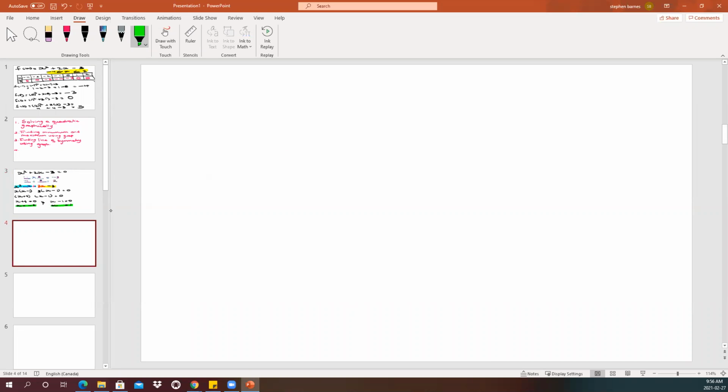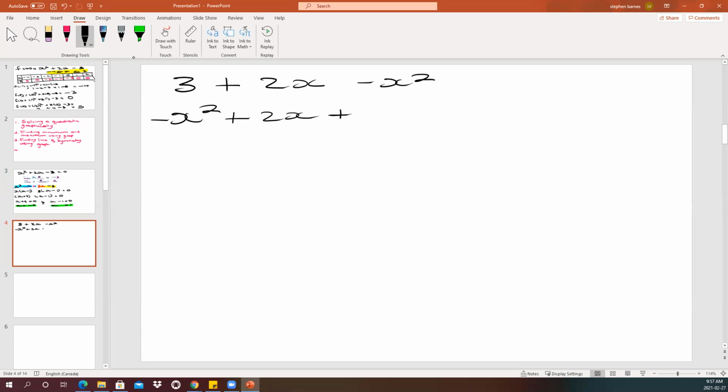Our second question said, oh, sorry, 3 plus 2x minus x squared. So we're going to just rearrange this to be in the proper quadratic trinomial format, which is minus x squared plus 2x plus 3. And because we're going to be solving it, I'm going to be equating it to 0.